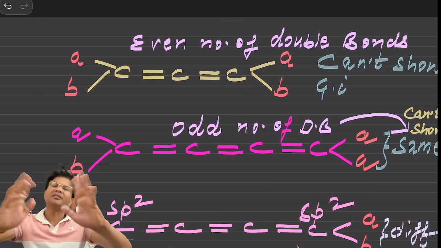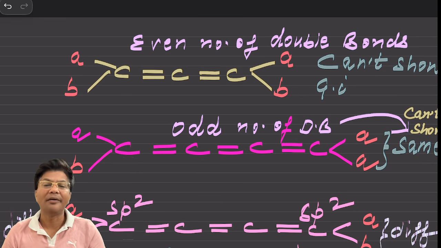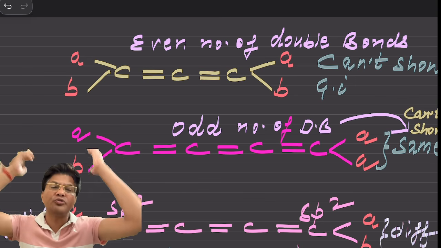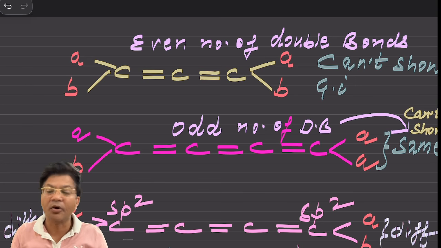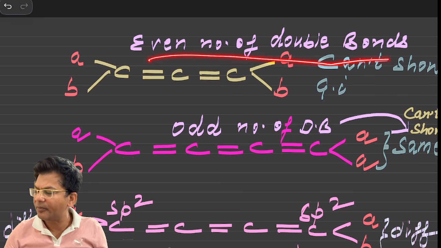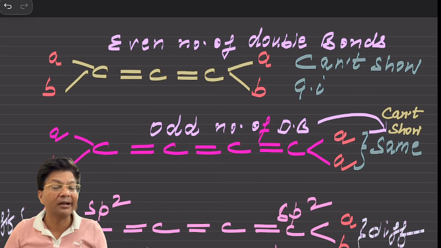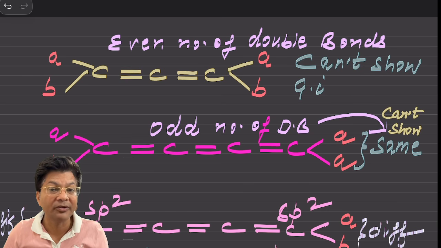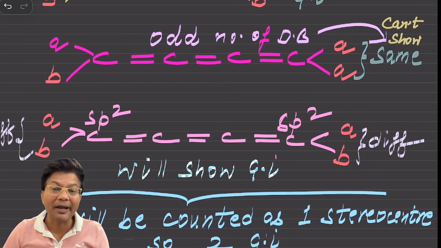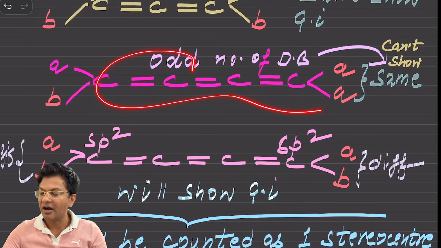Now in allene, if you're forgetting anything in your examination, just remember this: to show GI, an odd number of pi bonds should be there. If you see this first case, an even number of double bonds is there, so it can't show GI. The first one can't show GI because an even number of double bonds is there. But in the other two cases, the pi bonds are odd, yet this case also can't show GI.